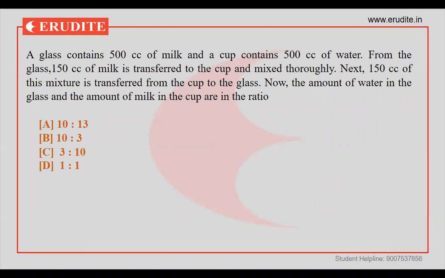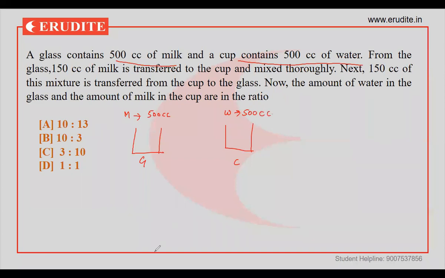This question came in CAT 2022 slot 3. So what are they saying in this question? A glass contains 500 cc of milk and a cup contains 500 cc of water. So in the glass we have 500 cc of milk, which I'm denoting with M. And here we have a cup, with 500 cc of water.